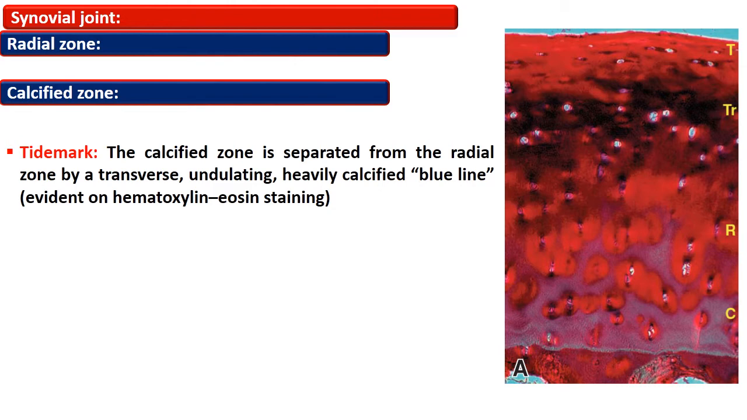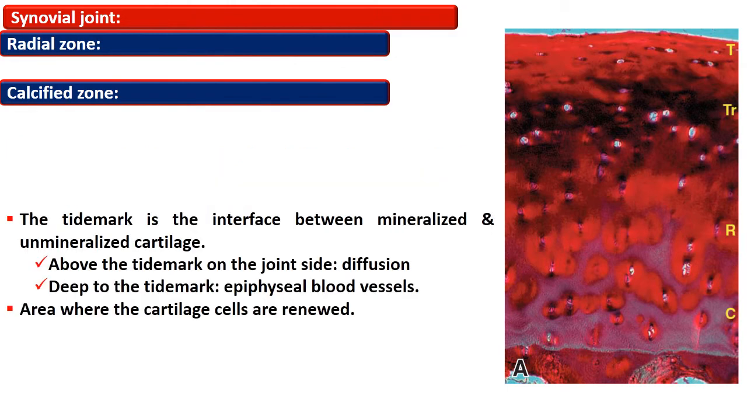Then the concept of the tide mark. This tide mark is basically a blue line which is shown on H&E stain, and it's a mark of separation between the calcified and the radial zone. This tide mark is the interface between mineralized and unmineralized cartilage.